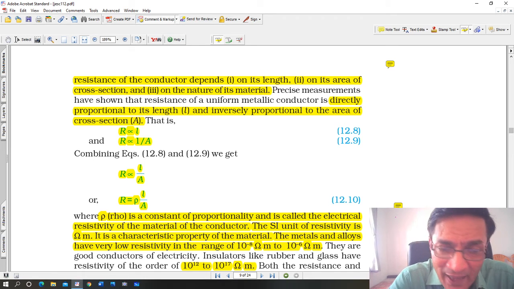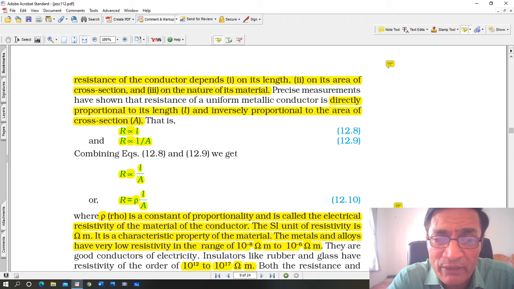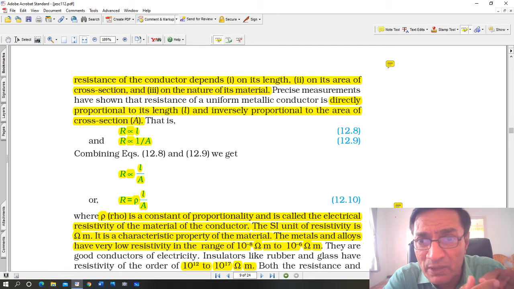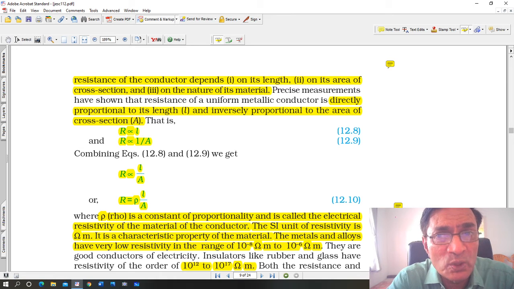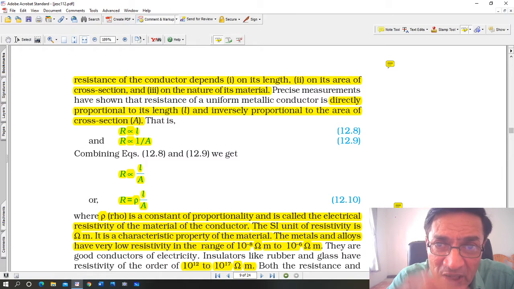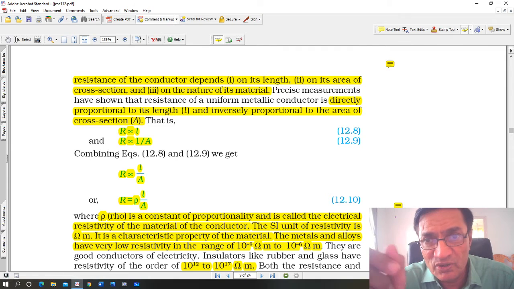Resistance is also inversely proportional to the area of cross section. That means if the area of cross section becomes larger, that is, the wire becomes thicker, then resistance will actually decrease. If it becomes thinner, the resistance will increase. So it is inversely proportional to the area of cross section.